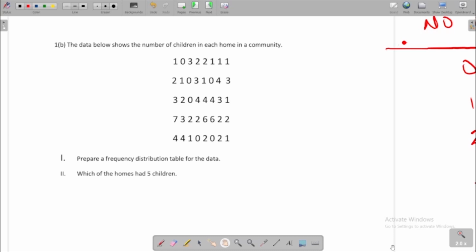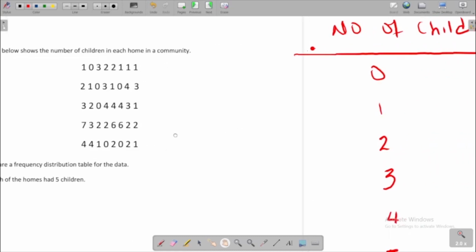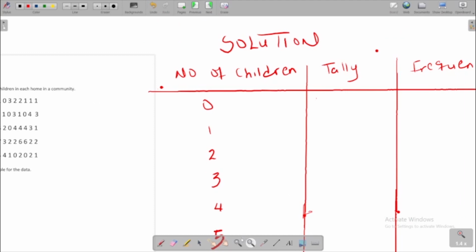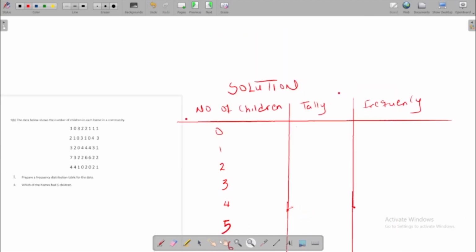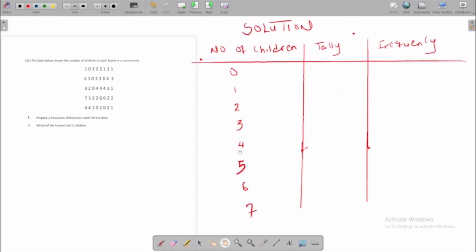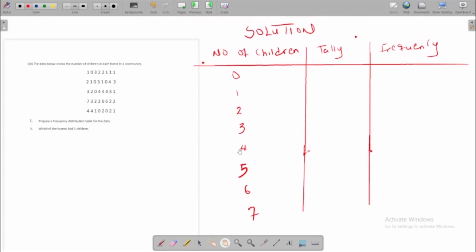The second one says which of the homes had 5 children. To solve this, you need to draw a table. Your table, you draw it out like this: the number of children, tally, and the frequency. So for us to get the tally and the frequency.